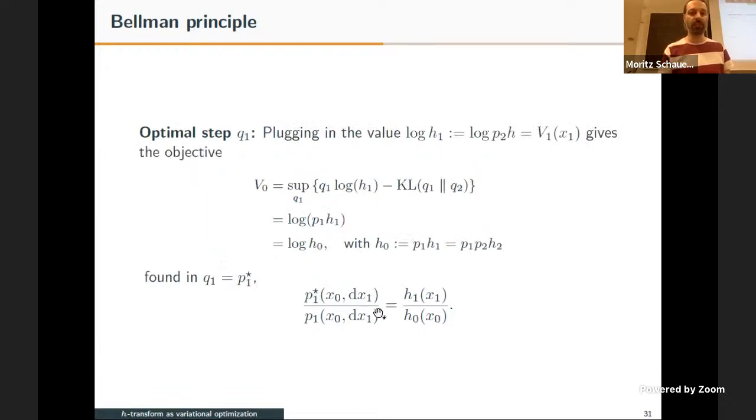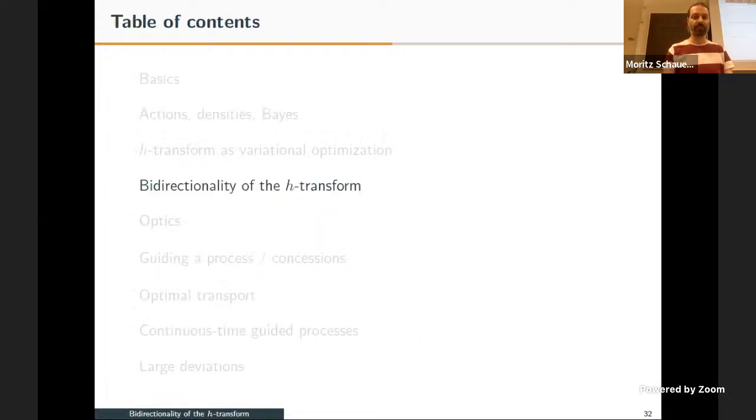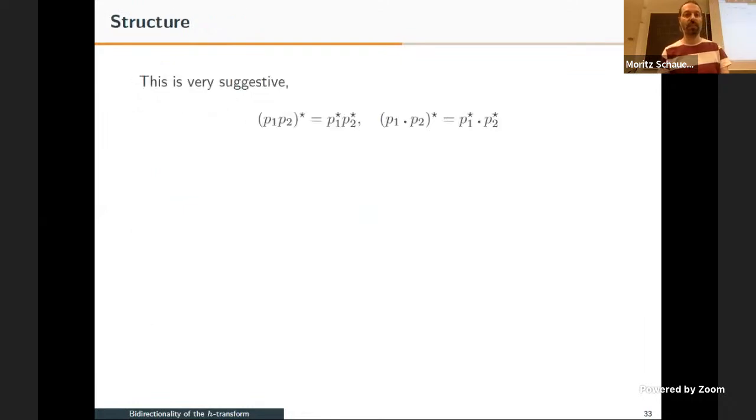And if I use that information, I get also that my optimal choice for V1 is an H transform. But now it's an H transform not with the previous H function, but with the pullback. So I'm transforming with the pullback and not with the original H anymore. So the H1 is the pullback of the P2 of H. And this already introduces the bidirectionality.